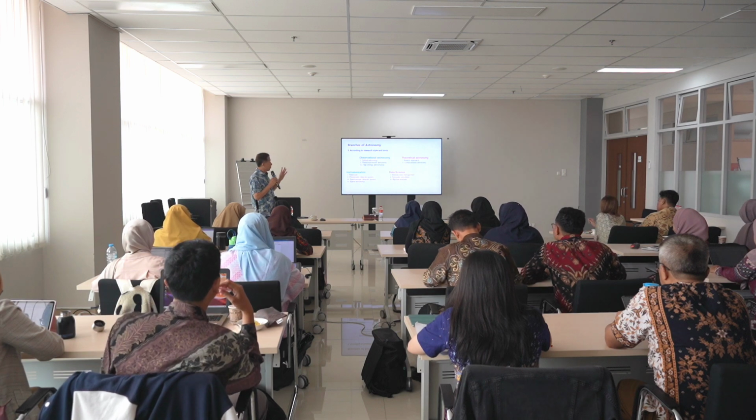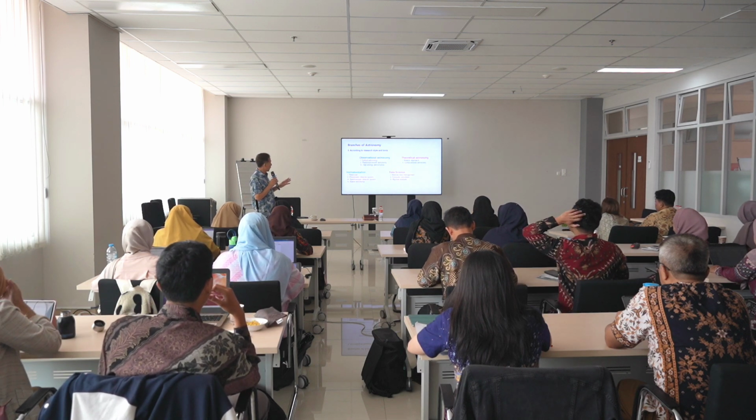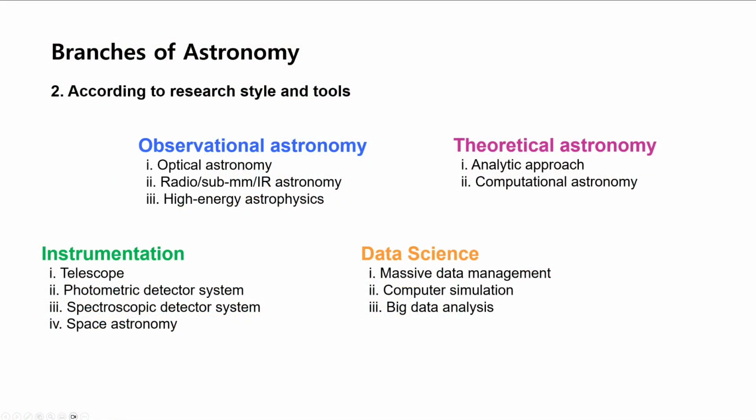And a very different style is theoretical astronomy, and people take two different kinds of approaches, or both. One is the analytic approach, and the other one is the numerical approach. So this numerical approach is called computational astronomy, and this field is getting more and more important these days as people get more and more data reaching the nonlinear state of the cosmic objects.